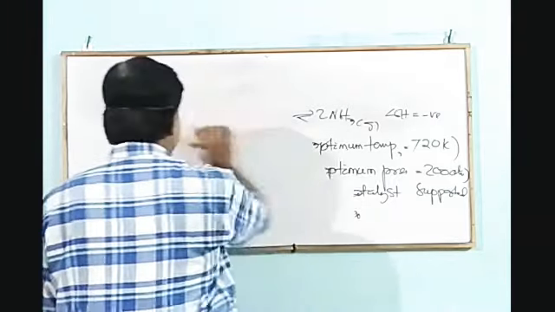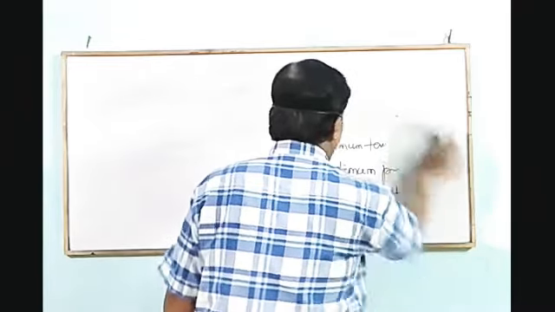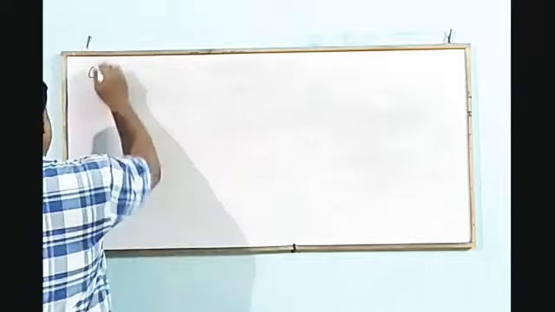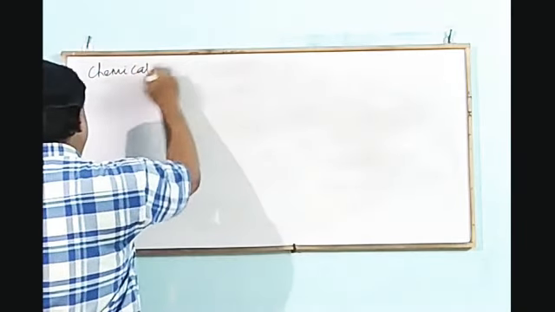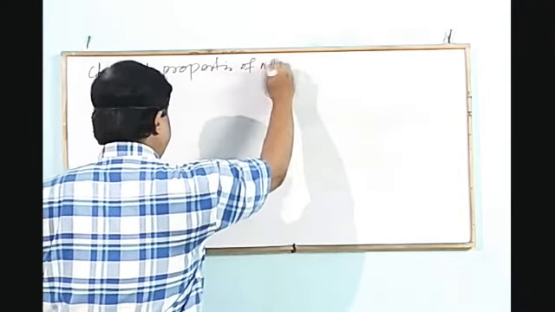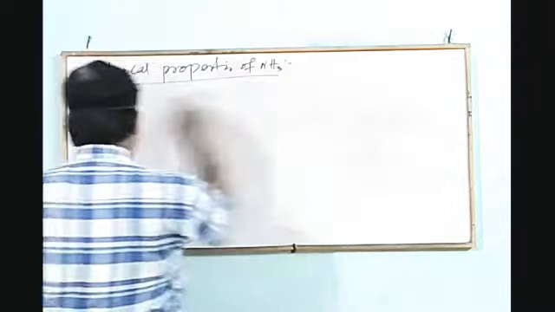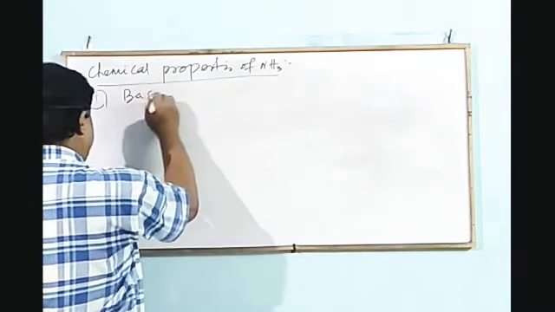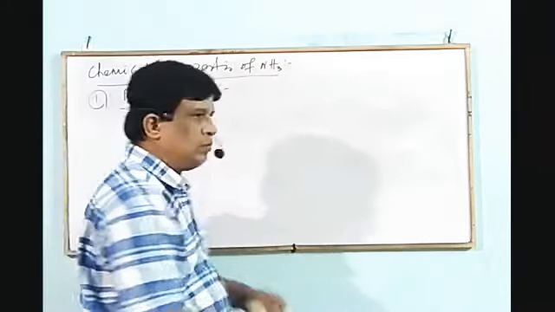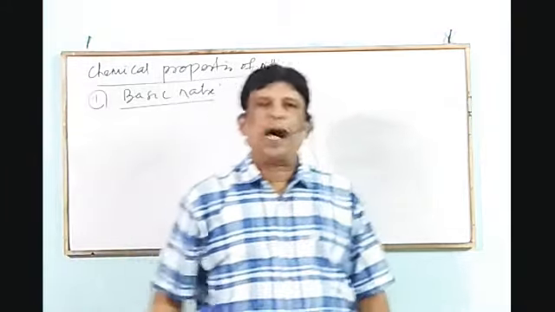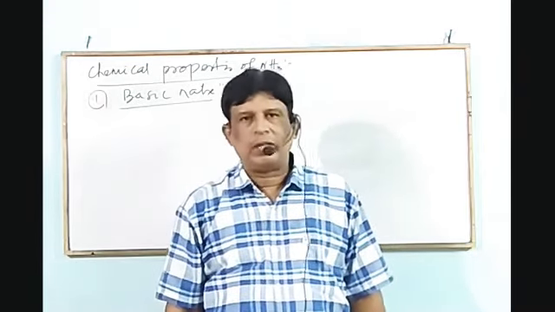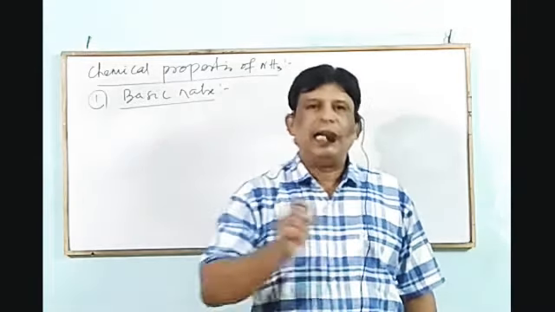Next is the properties of ammonia. Chemical properties of ammonia. Point 1, basic nature. An aqueous solution of ammonia is basic in nature due to the release of OH minus ion. So it turns red litmus to blue.